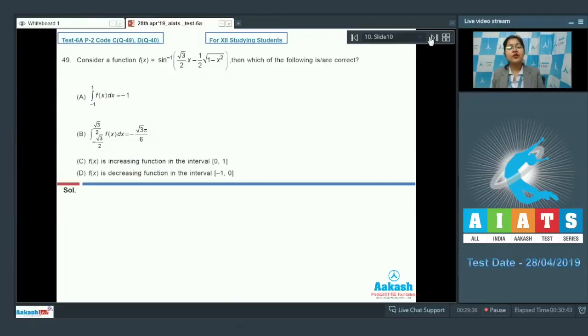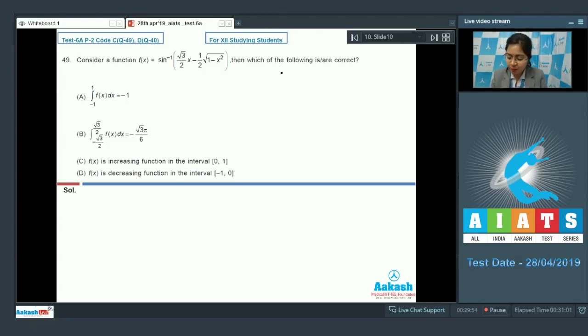Next is question number 49. A very good question from inverse trigonometric functions. So let us solve it. Here a function f(x) is given to be equal to sine inverse of (root 3 by 2 x minus half into under root of 1 minus x square).